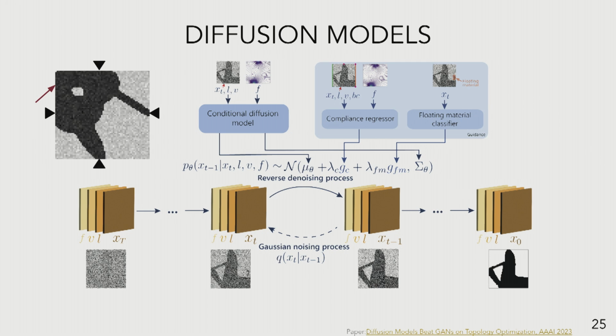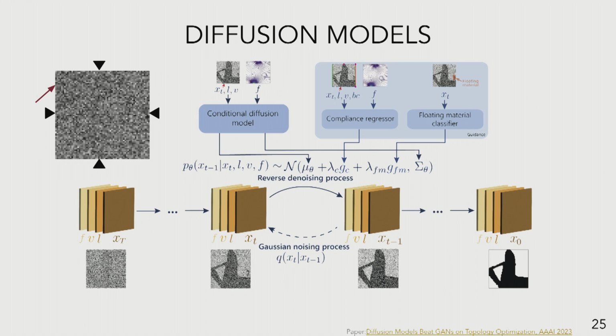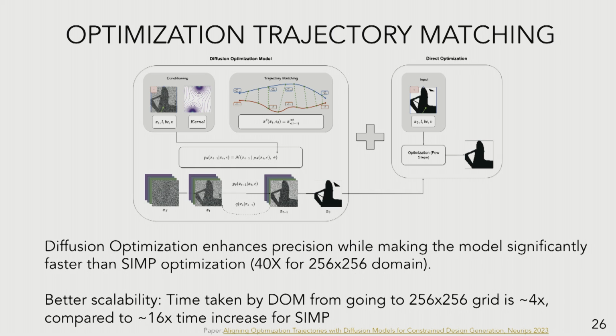We also added some regressor models, a floating material classifier, different models which tell the diffusion model what is really happening and what we want to achieve. In this case, we got almost 8x improvement in performance and 11x improvement in constraint violation. But this was also still not very satisfactory because these models were, first of all, trained on a fixed domain. And second, we are always training on the best designs, the optimal designs.